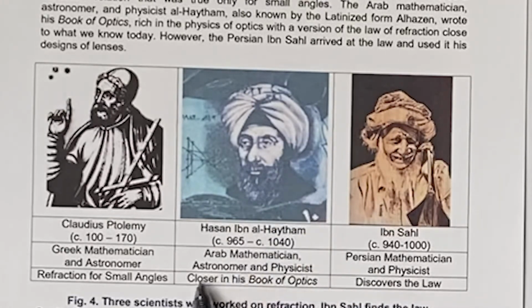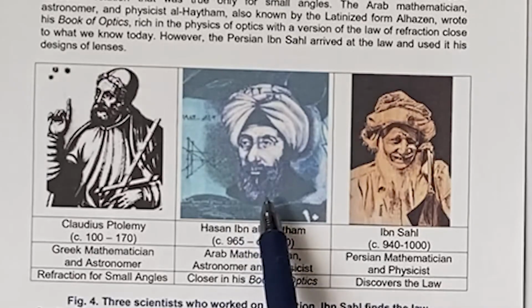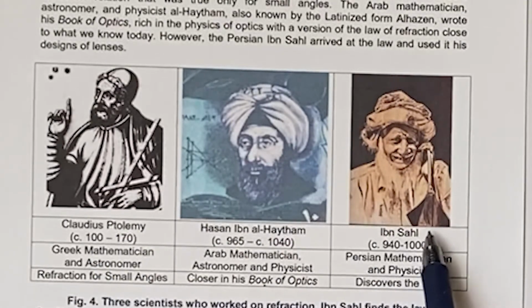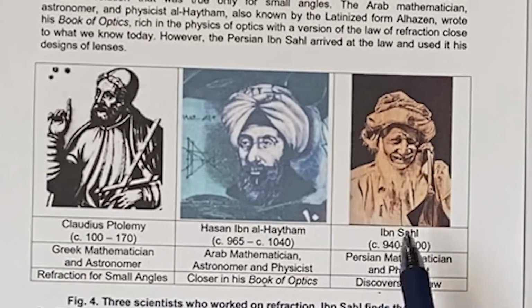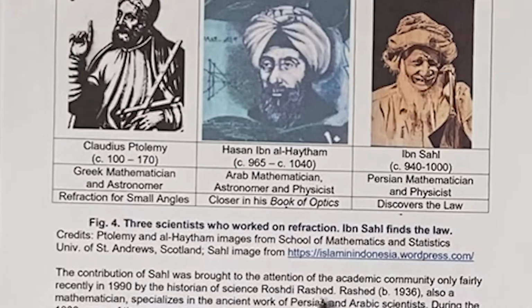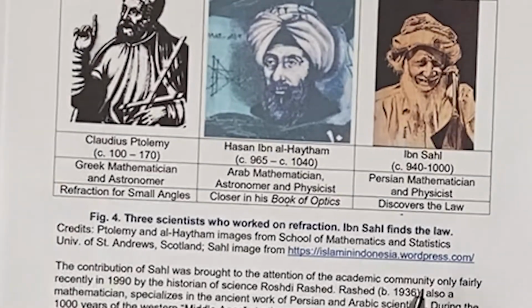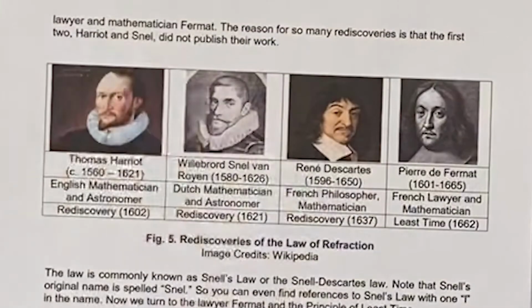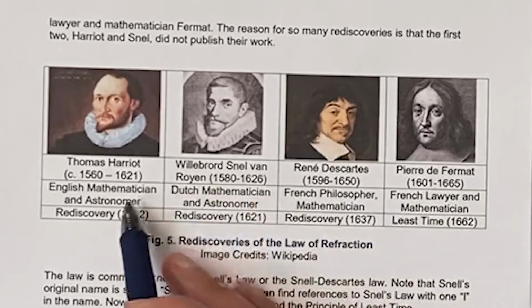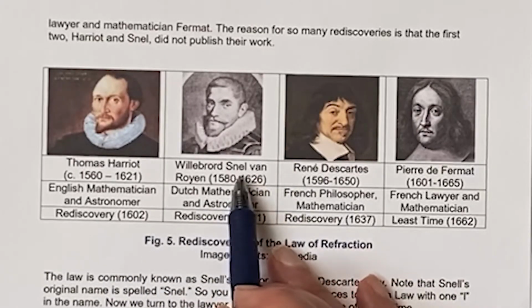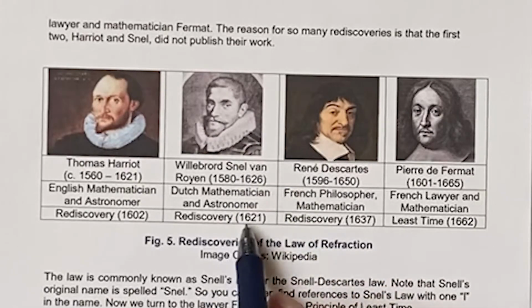Al-Haytham here got very close in his book of optics to the law we just derived. Ptolemy had a relationship for small angles, but then it was Ibn Sahl here who nailed it and discovered the law. And we only learned about him recently because of Rashed's research. This historian of science does research into Arabic and Persian science, and he found this to be the case. So when the West has their scientific revolution with Copernicus, they kind of rediscover the law. Here we have Thomas Harriot, English mathematician and astronomer, rediscovering the law independently, 1602. And then Snell, which we usually write with two L's, a rediscovery, 1621.